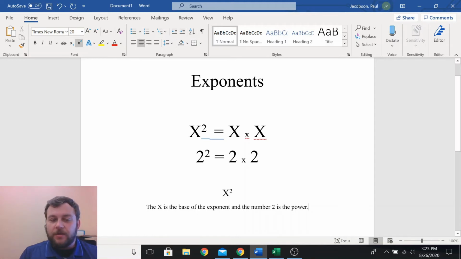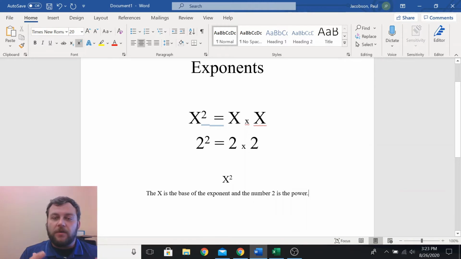Same concept. This bottom number is the 2, and this 2 is telling us, hey, you have to write it 2 times. Multiply this 2 times 2. You have to write that 2 down 2 times, okay?